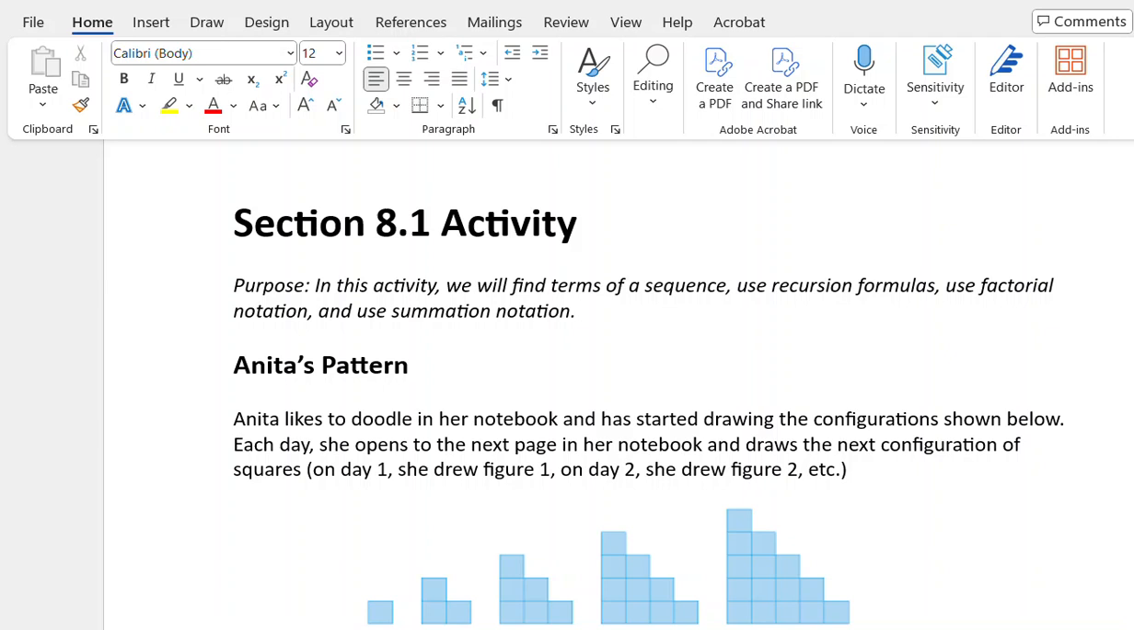In this video for section 8.1, we're going to talk about Anita's pattern. In future videos for this section, we will talk about how to find terms of a sequence, use recursion formulas, use factorial notation, and use summation notation.